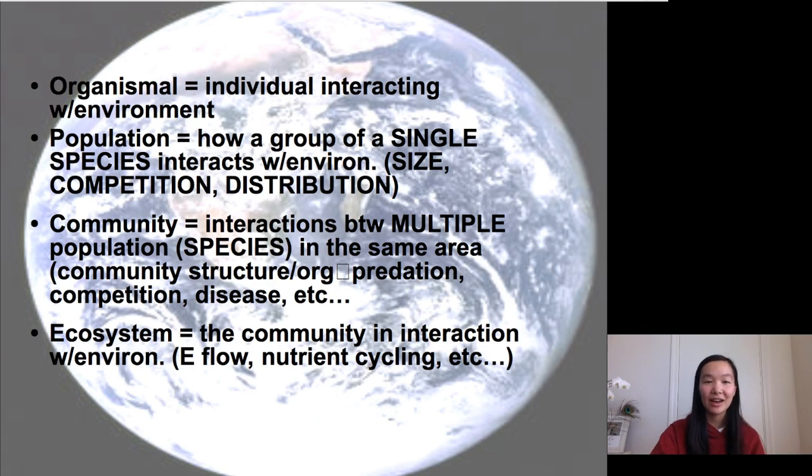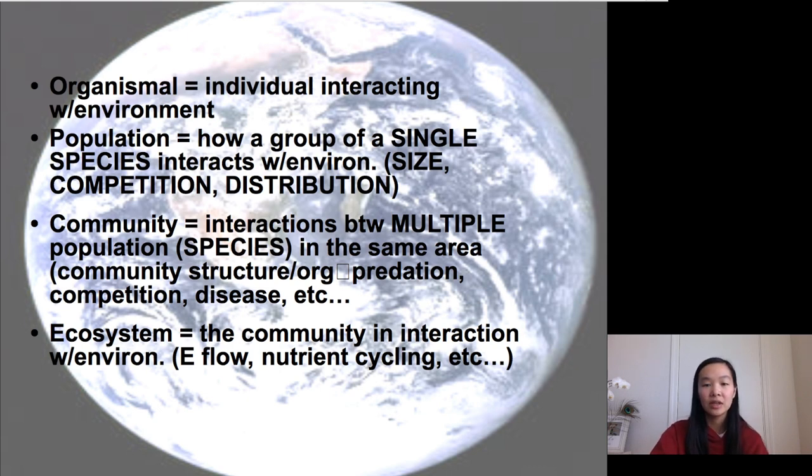And then at the community level, you have organisms of multiple species living together in the same area. So let's say in a particular environment, you have frogs and snakes. They're different species living in the same area. When you're studying a community, you want to look at how these different species interact with each other. Do they compete for resources, or is one species a predator and the other a prey, or is a species causing disease or something like that?